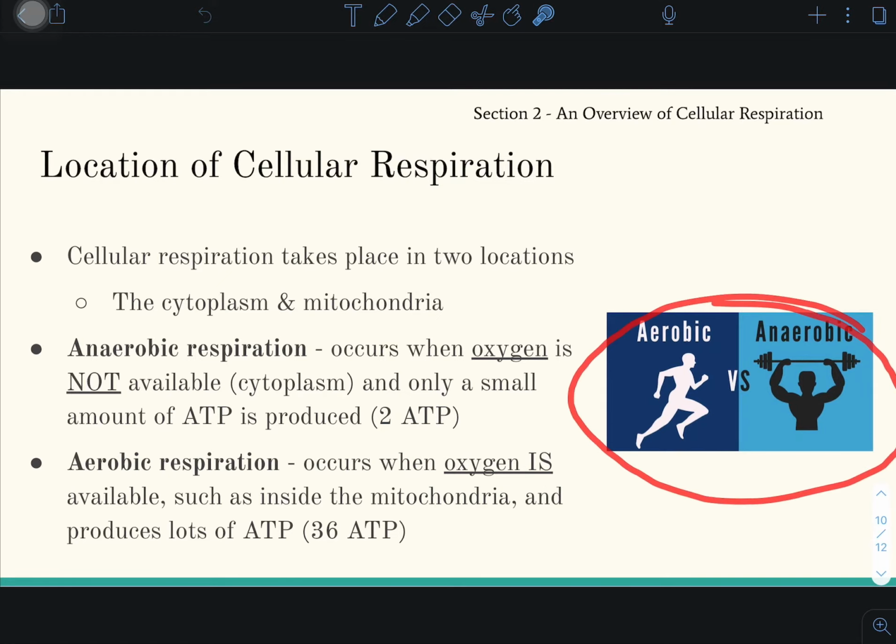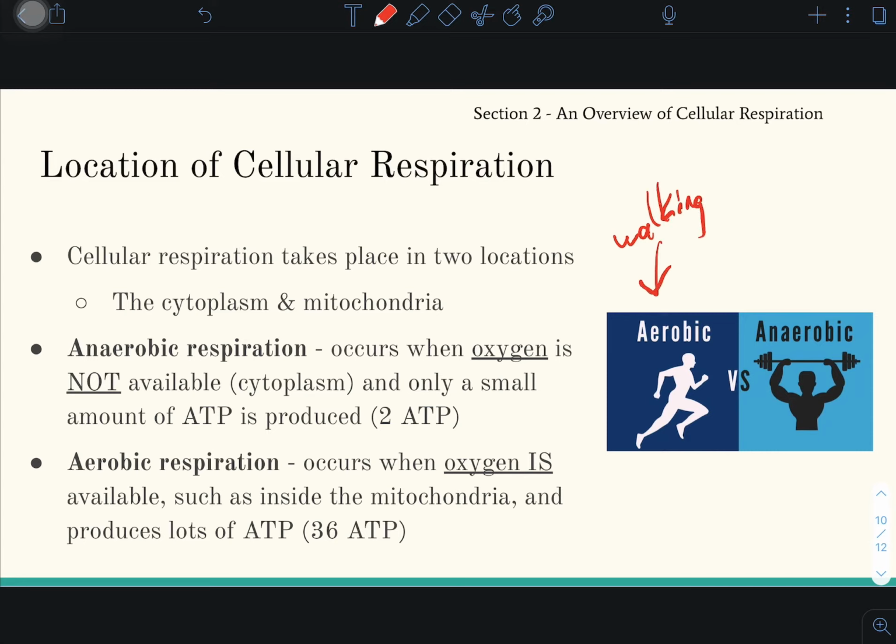Okay, so we talk about anaerobic versus aerobic workouts. When we are doing something aerobically, walking is an example of an aerobic workout. When we go for a long, slow run, that is an example of an aerobic workout. We have plenty of oxygen in order for cellular respiration to occur. If we were to sprint as hard and as fast as we possibly can, we exert all of our energy as hard as we can, that's when we are anaerobic. And anaerobic is when oxygen is not available.